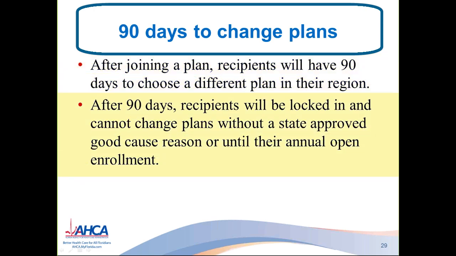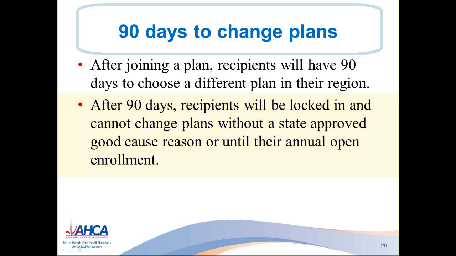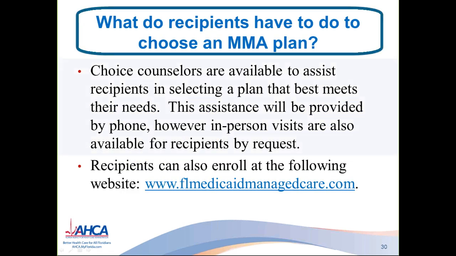After 90 days, the recipients will be locked in, and they cannot change plans without a state-approved good cause reason or until their annual open enrollment period. So they will be locked in until the open enrollment period comes up, and again, after the initial 90 days of enrollment. Choice counselors are available to assist recipients in selecting a plan that best meets their needs. This assistance will be provided by phone.